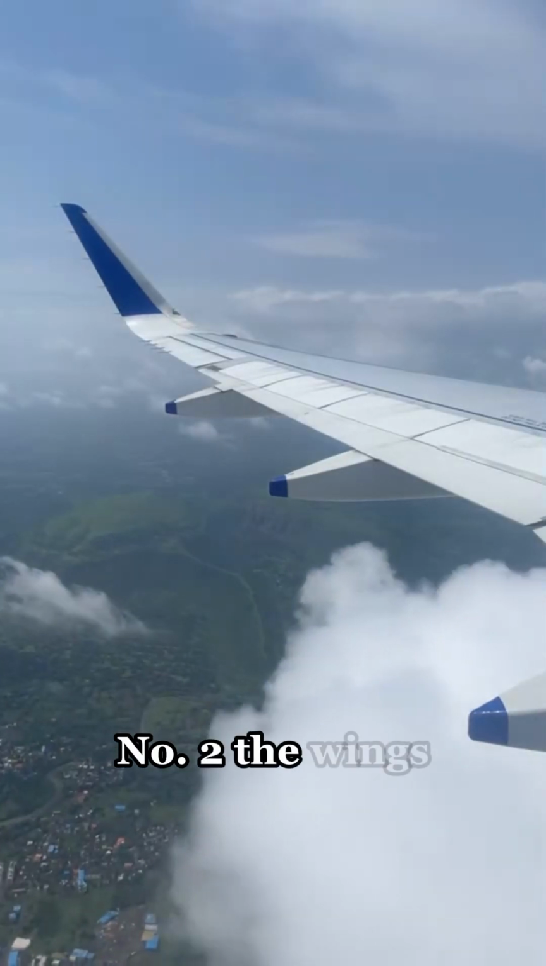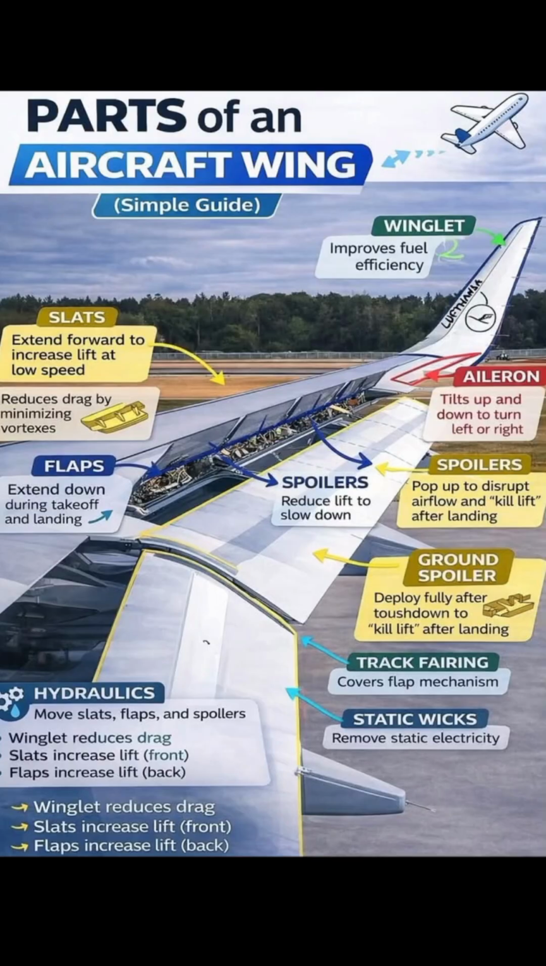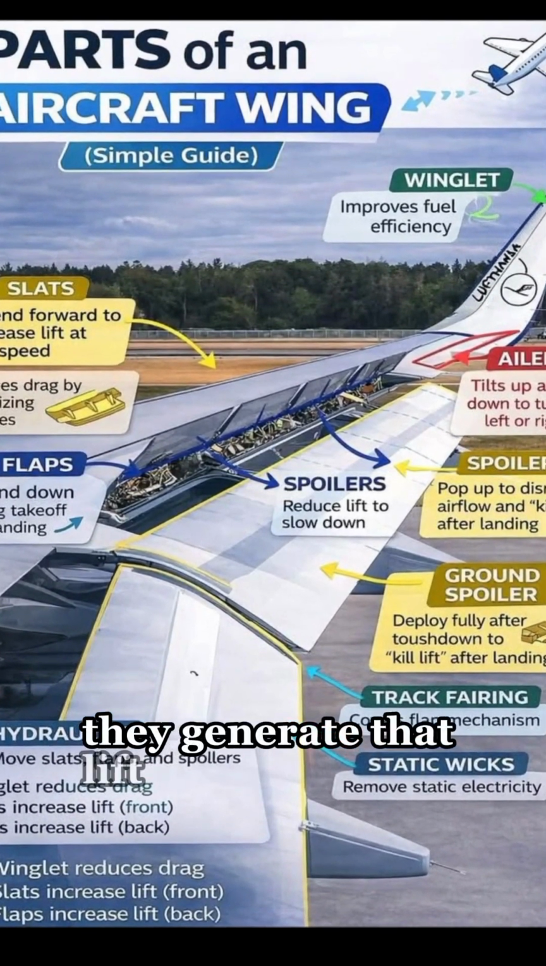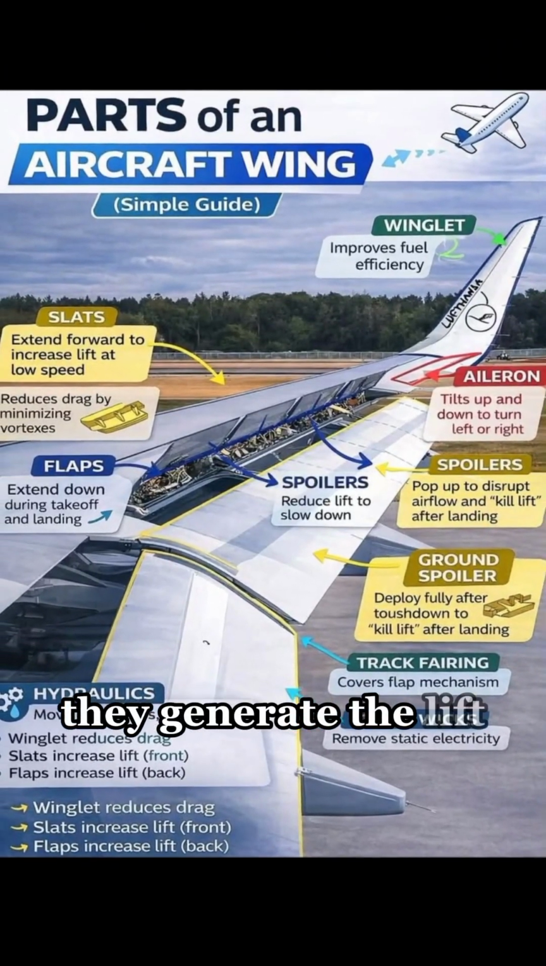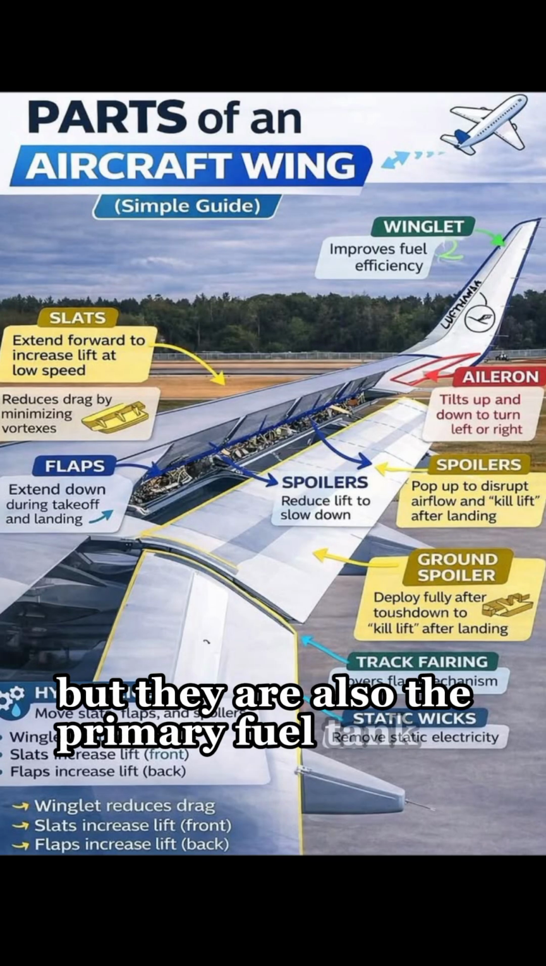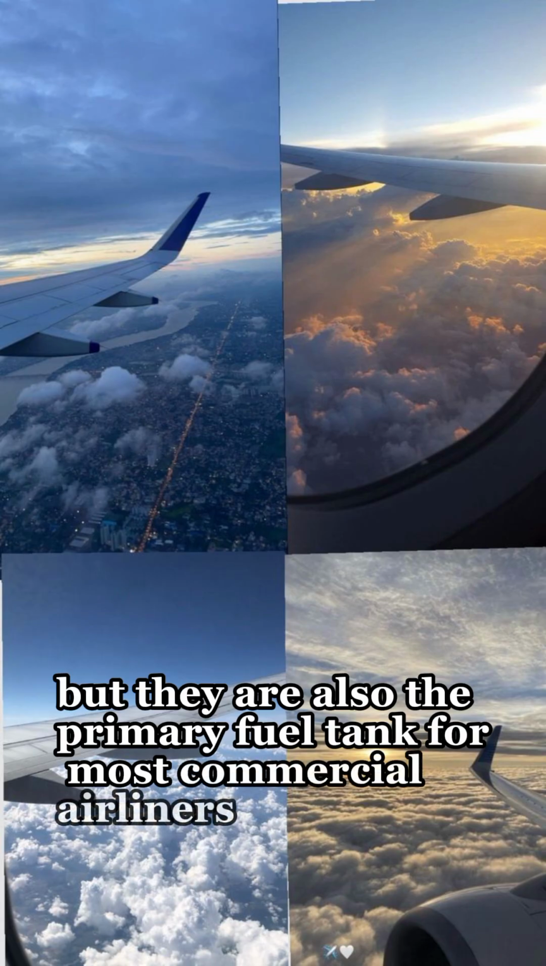Number 2, the wings. These are the most important part of the structure that generates lift. They generate the lift that counters the plane's weight, but they are also the primary fuel tank for most commercial airliners.